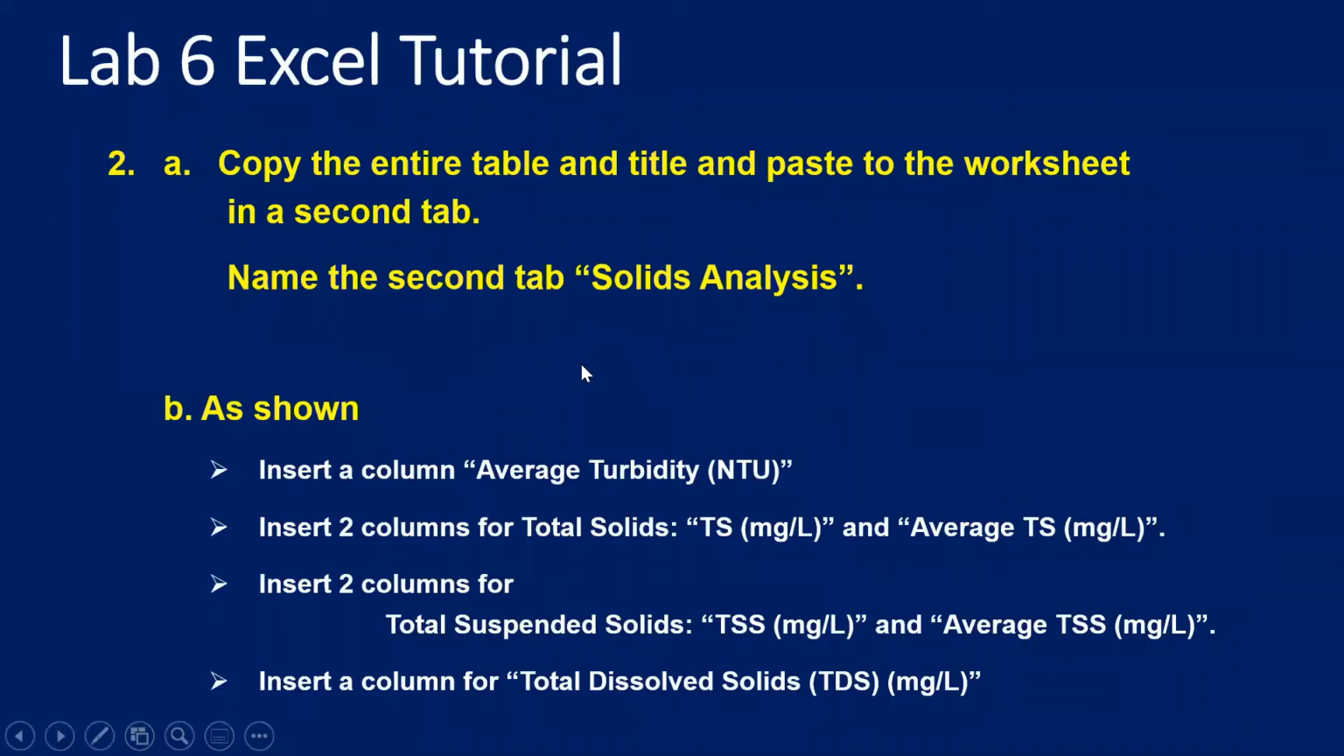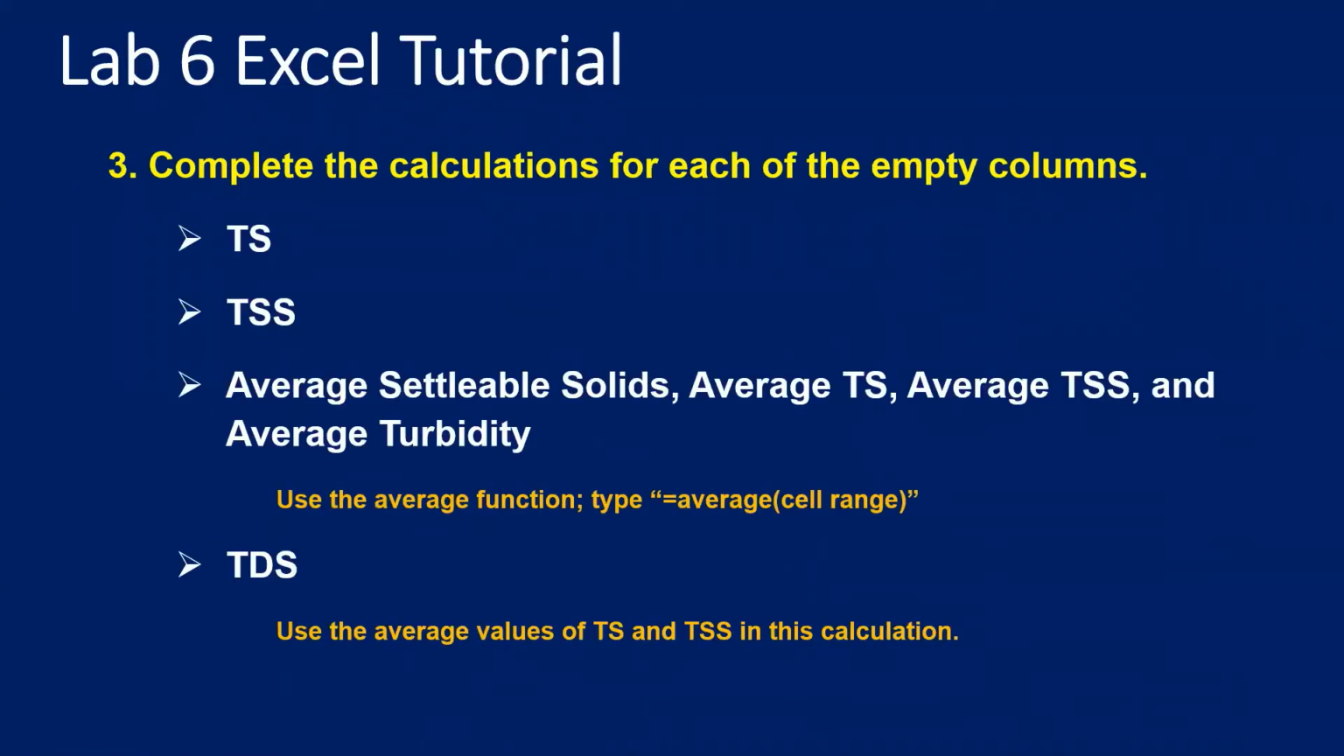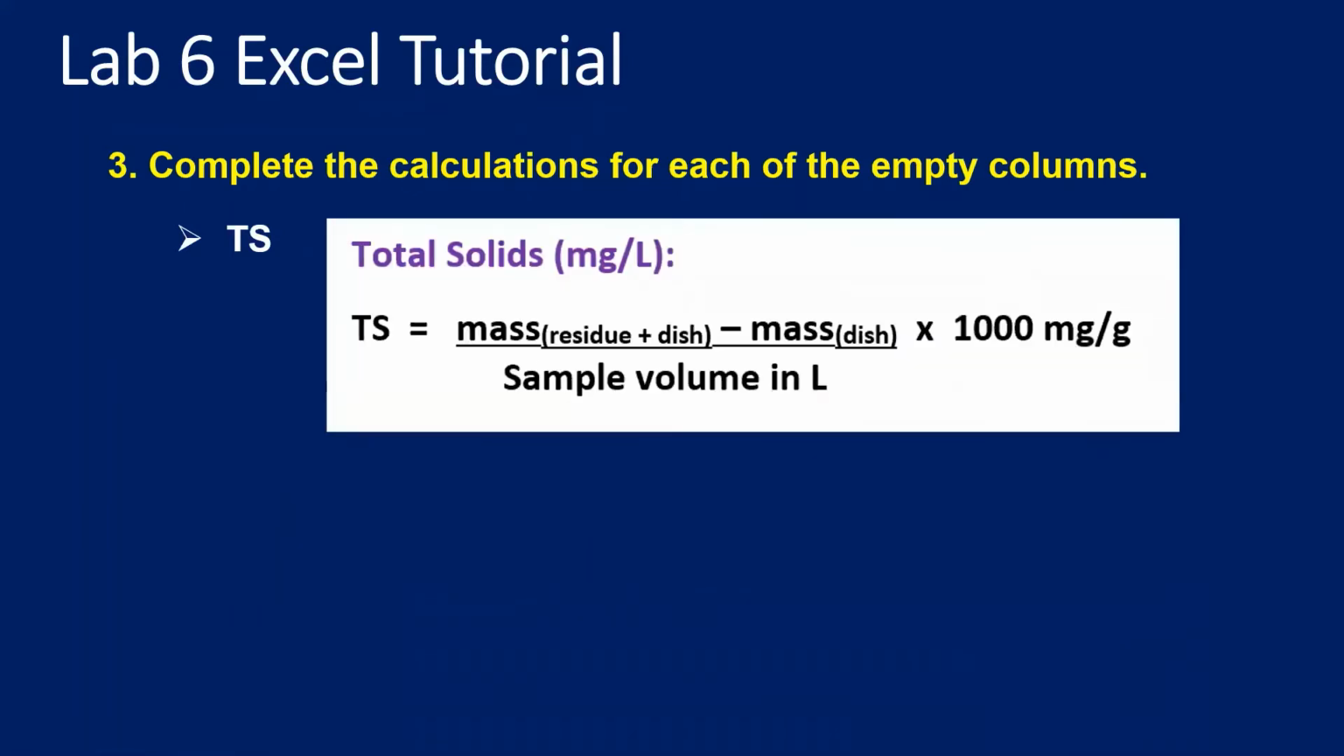Okay, so once those are added in, we're going to start doing the calculations. And this is where it gets a little bit complicated. Not too bad. We've done calculations before. But what you need to do is do one of these at a time. So let's take a look at these formulas. This is the formula for total solids, of course. You can see we have three numbers that we calculated. We have the mass of the dish and the residue, the mass of the dish that we took before we put the sample in, and then of course we have the sample volume, and that's going to be in liters.